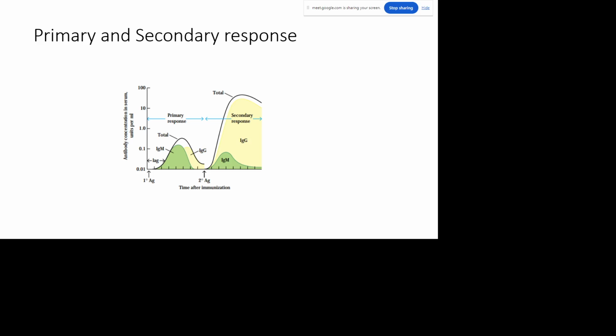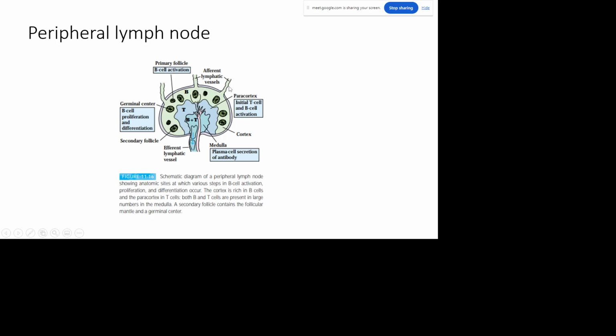So the second time the antigen comes to the body, it will elicit the secondary immune response, and there is no need of learning, because the information is already there. That's why the antibody concentration in the serum will be higher, because the antibody information was there. So that is the primary and secondary immune response.